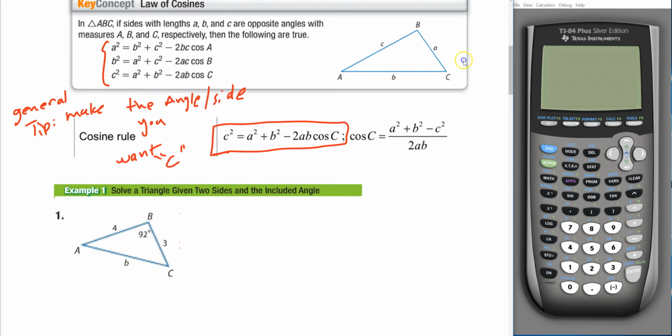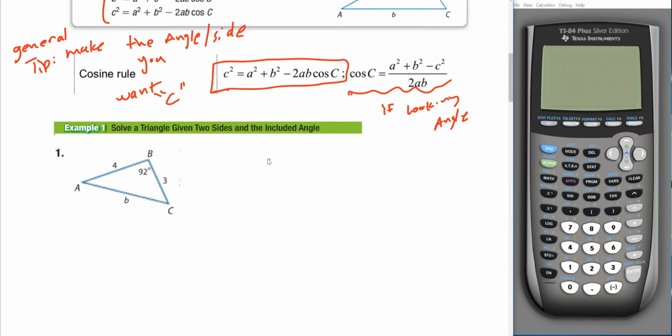Now, this formula right here, I'm going to skip past it. It's the exact same formula, but just solved for cosine. I'll give you both. If you're looking for an angle, you're going to use this formula. If you're looking for a side, you're going to use this formula.